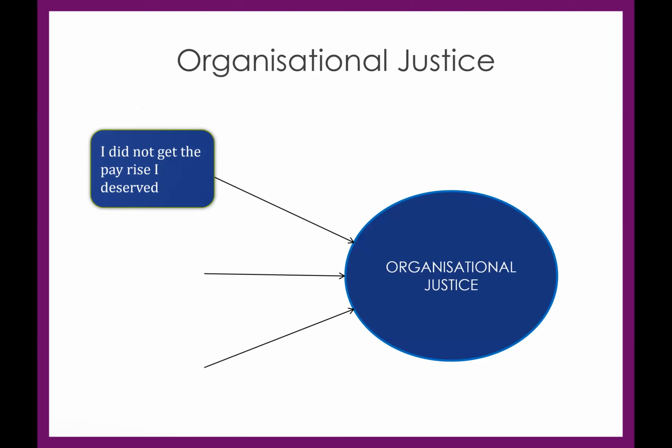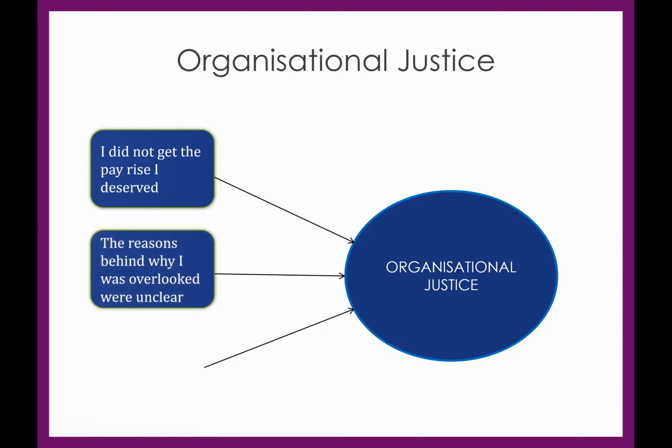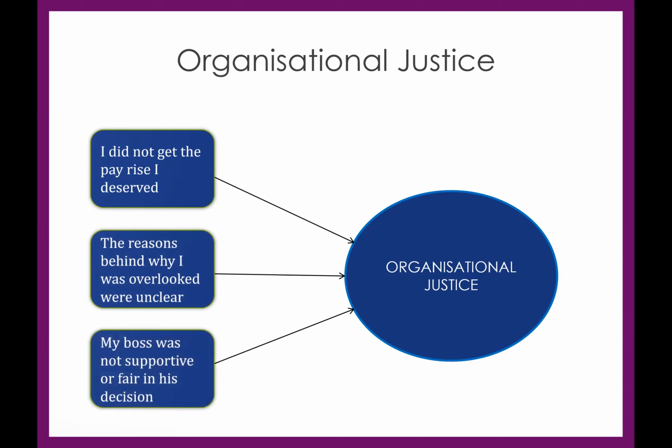Here are some questions to differentiate the three types of justice. Number one, the employee feels: I did not get the pay raise I deserved. The reason why I was overlooked was unclear, and my boss was not supportive or fair in his decision. So what does that mean? To what extent will the employees feel unhappy, and why do they feel unhappy?